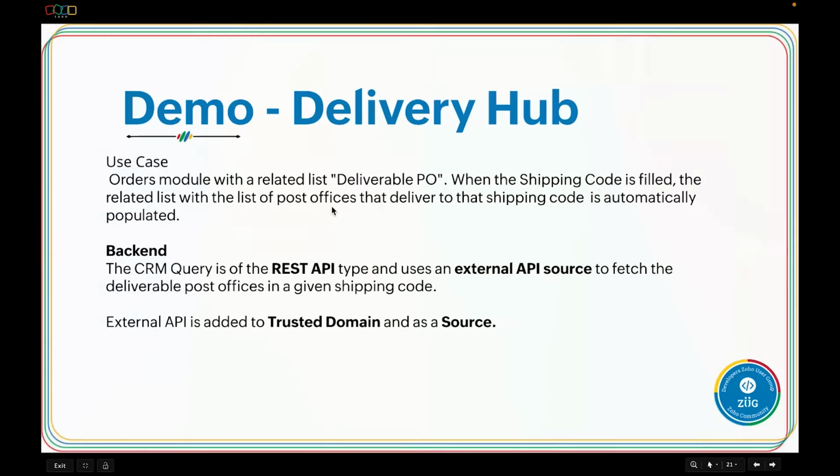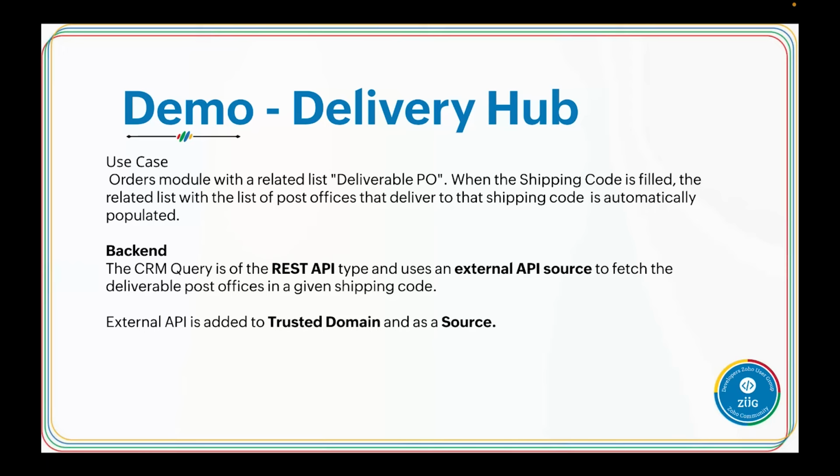Now, coming to the most exciting part of this webinar, the demo. I talked about the use case where we have the orders module, and then we have a related list called deliverable post offices. Our aim is that whenever the shipping code is entered in this orders record, the related list with the list of post offices that deliver to that shipping code should be automatically populated. So what happens in the backend? We have a query that is of the REST API type because it uses an external API source to fetch the deliverable post offices.